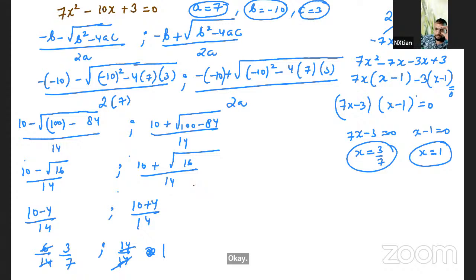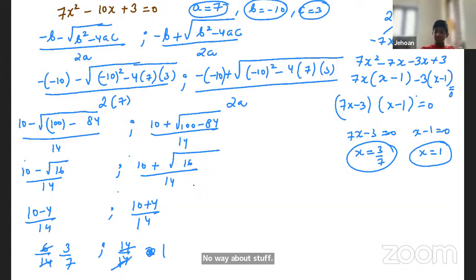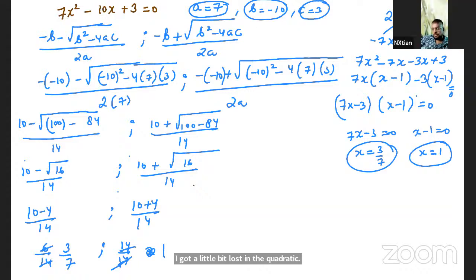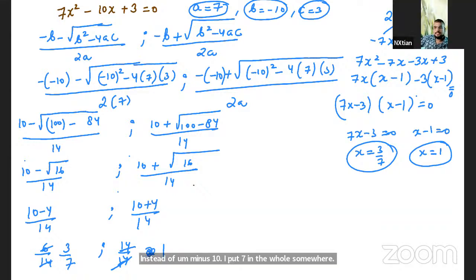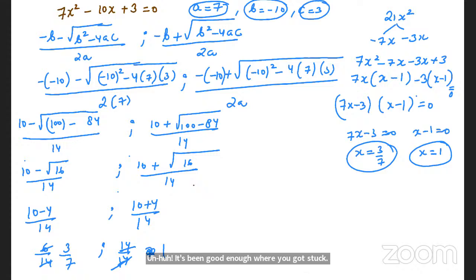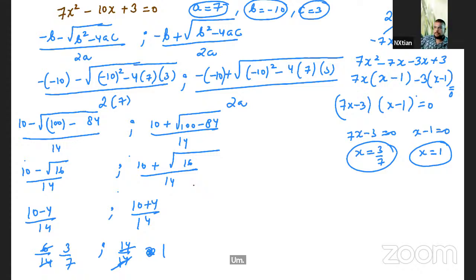Anushka, you got the same answer? Yes, sir, with both middle term splitting and quadratic formula. Jahan, you got the same answer? No. Where did you get stuck? I got a little bit lost in the quadratic formula. Hannah, where did you make mistakes? Instead of -10, I put 7, and the whole sum went wrong from the start. Anna, where did you get stuck? The square root and stuff like that. Okay, so you guys have to do a lot of practice.